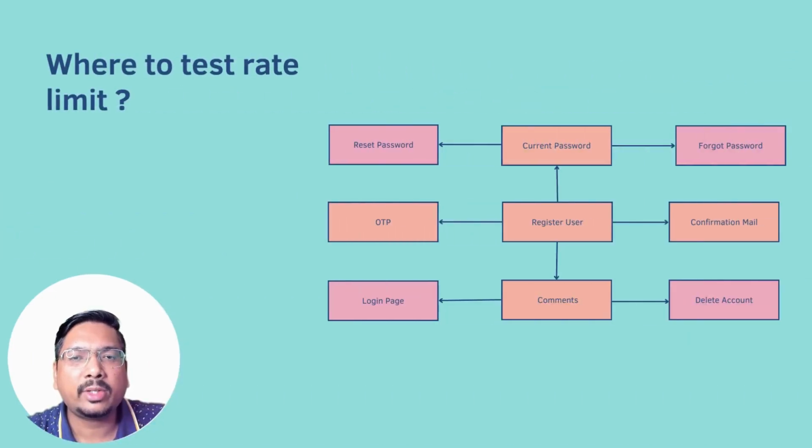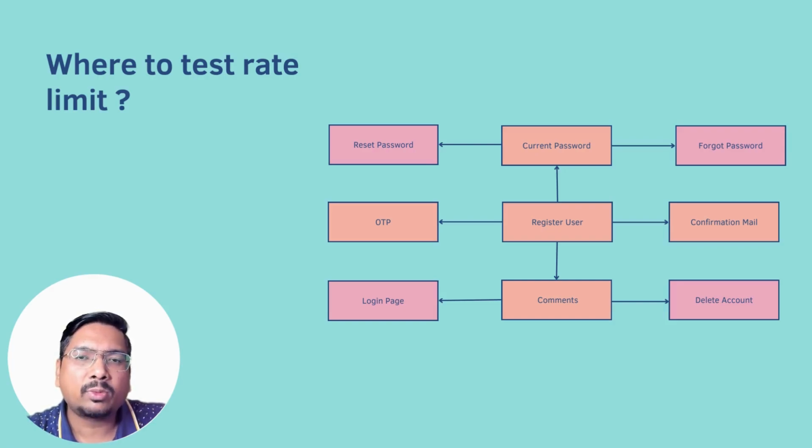Now, where to test the rate limit? Rate limit can be tested on OTP and register also. While you register a user, you receive a confirmation mail. On that confirmation mail request, we can also test rate limit. We can send that request to Intruder and test no rate limit. We can also test no rate limit on reset password. We can also test on current password.